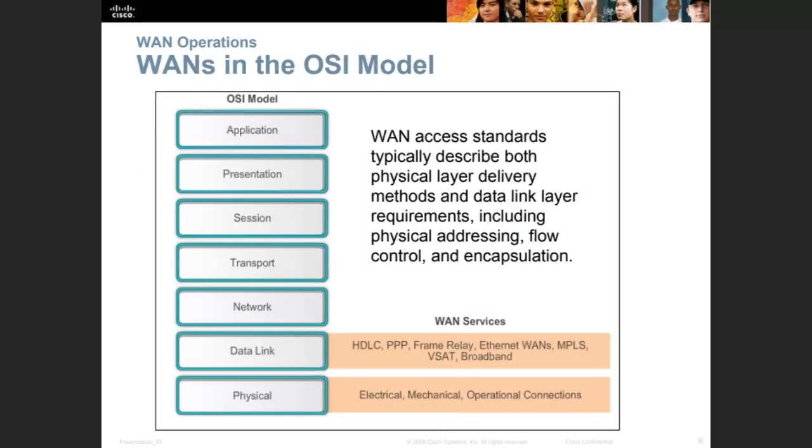We all know the OSI. How many layers are in the OSI? 7. The first 2 layers are involved in the WAN, physical and data link. These are examples of the protocols in the data link. You need to know them, please. HDLC, PPP, frame relay. For physical, we have electrical or mechanical or operational connections, and the connectors, the signal.